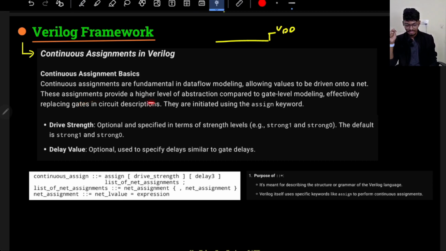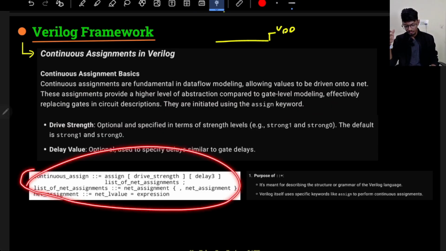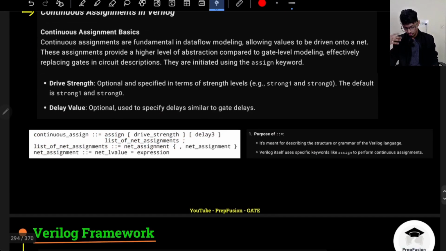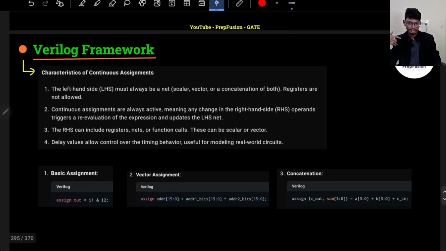These assignments provide a higher level of abstraction compared to gate level modeling, effectively replacing gates in circuit description. They are initiated by the assign keyword. We have already learned what the assign keyword is, and today we will learn a bit more about it. This is just the format syntax of the assign keyword. Don't get worried about this, it is just for describing how we write this continuous assign. We write assign, then the drive strength, then the delay, and then the assignments. I will show you an example and there we will understand this. Let's move on to the next slide.